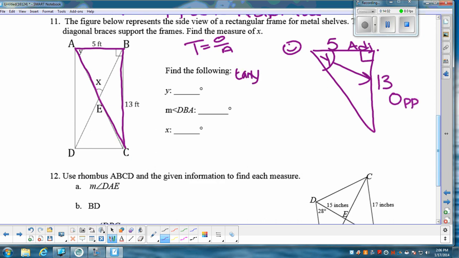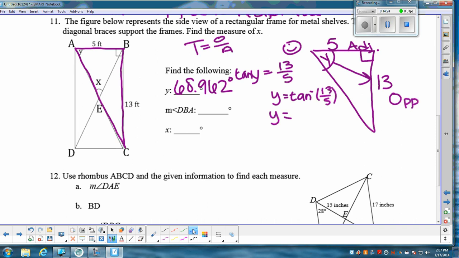So the tangent of y would equal 13 over 5. And since we're looking for the angle, we need to use the inverse trig function. So we get that y is equal to 68.962 degrees.